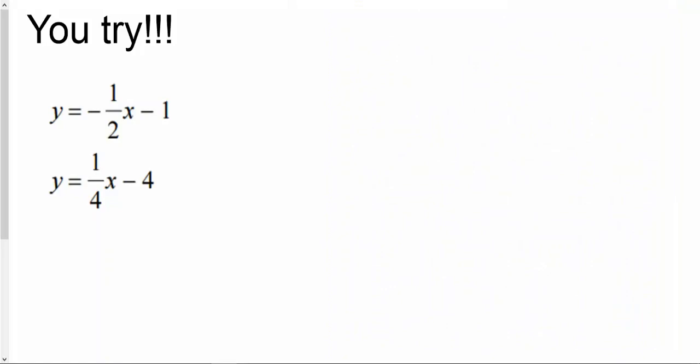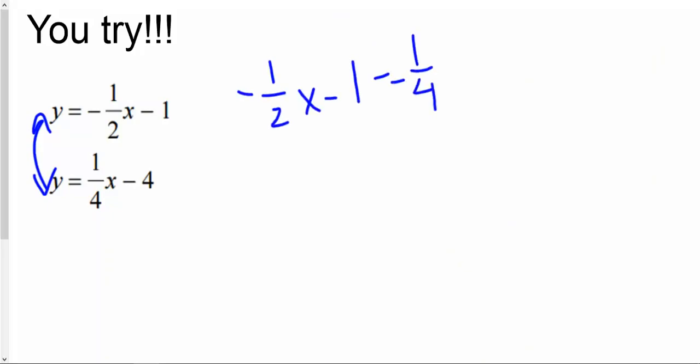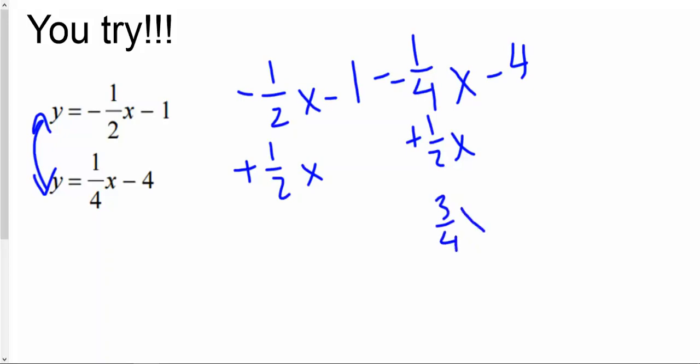Okay, you're back. So again, y equals y. Let's set them equal to each other. -1/2 x minus 1 equals 1/4 x minus 4. I'm going to add 1/2 x to both sides. And this is where we can really tell who's great with their fractions, because if you can quickly add those up and get 3/4 x, that means you're doing a fantastic job with your fractions.